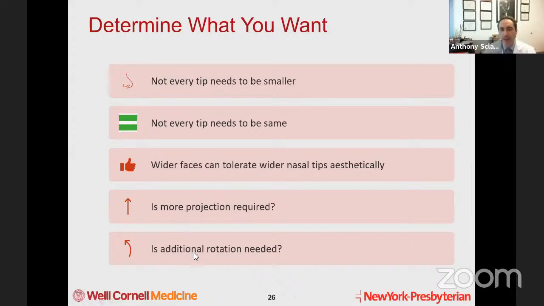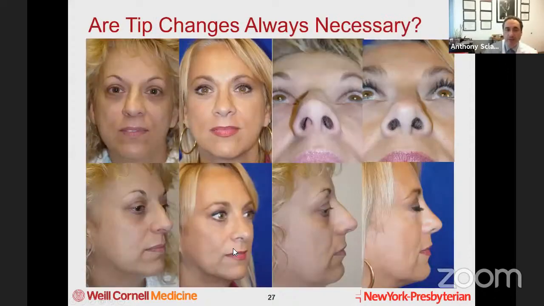Okay. If that tip is too ptotic, you can make it smaller. It's still not going to look good, and those typically go together. Projection, rotation, and bulbosity may go together. So, our tip change is always necessary.